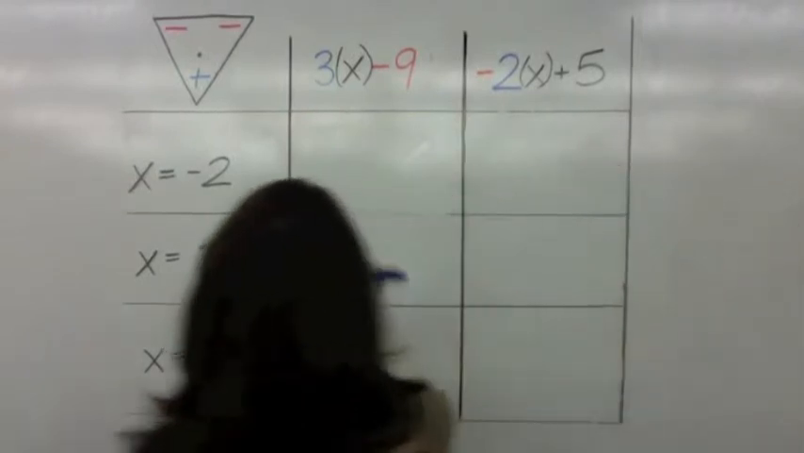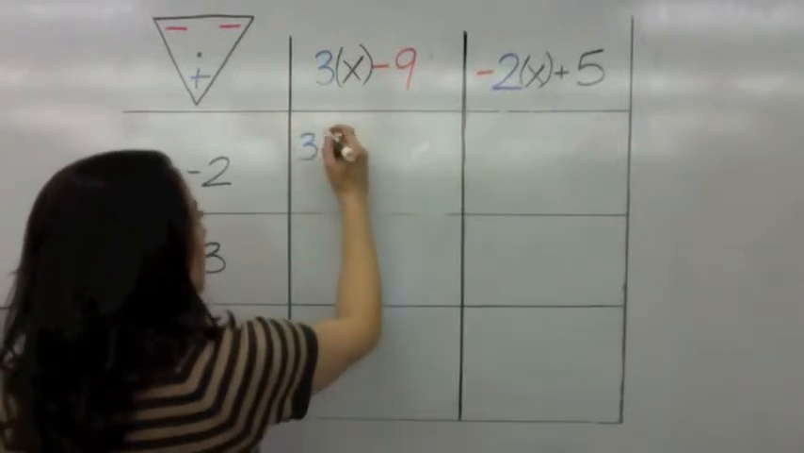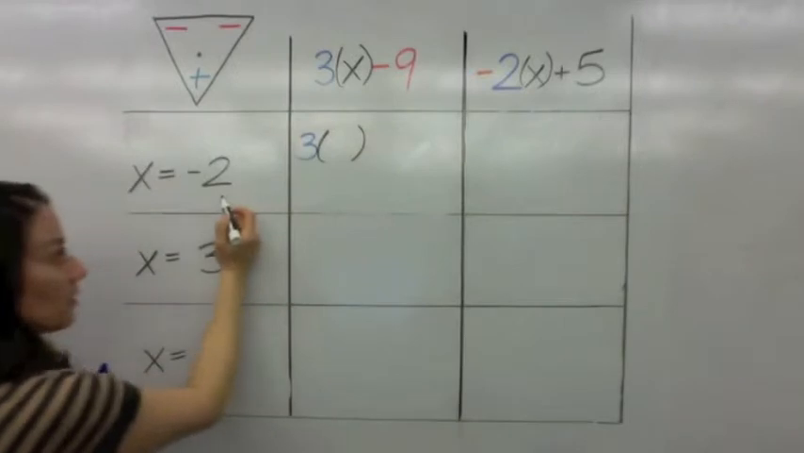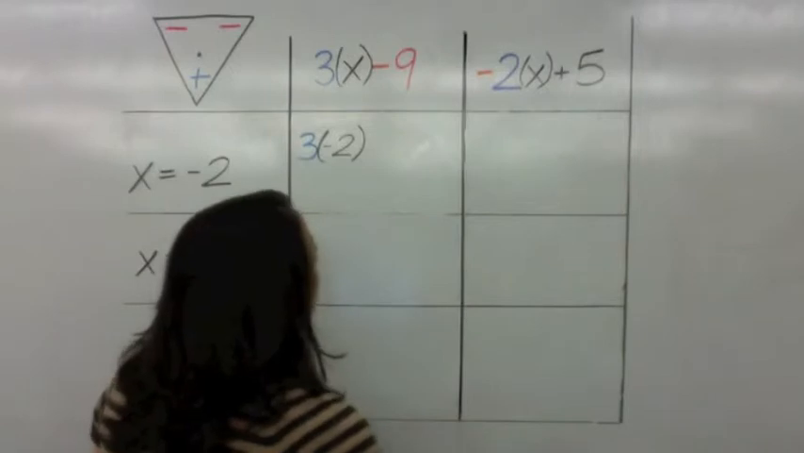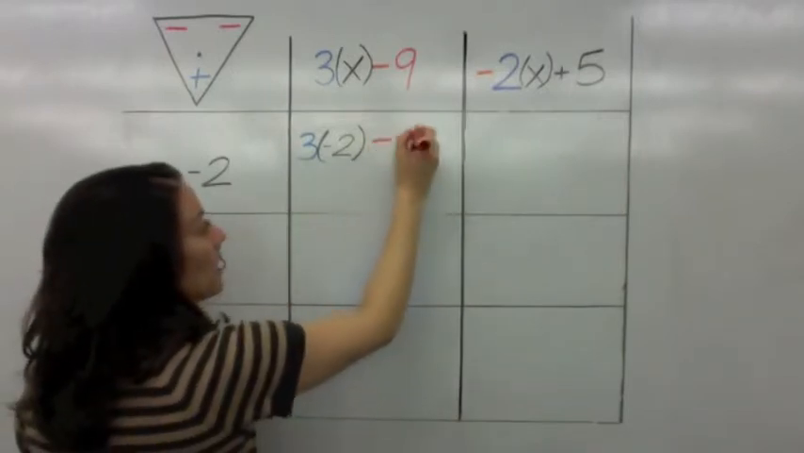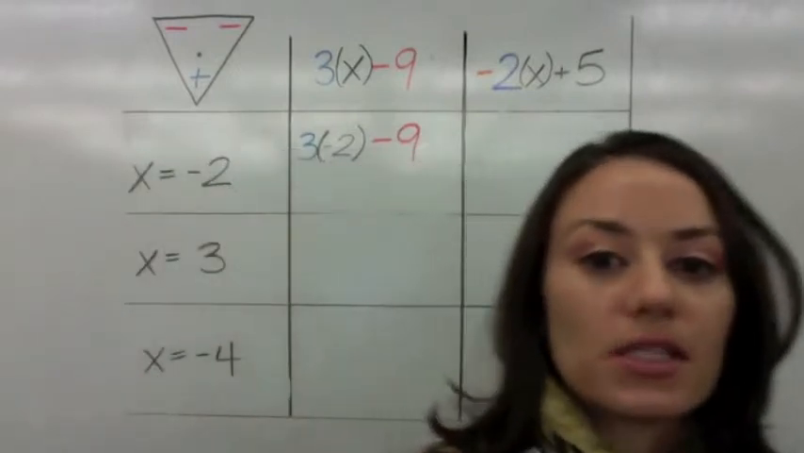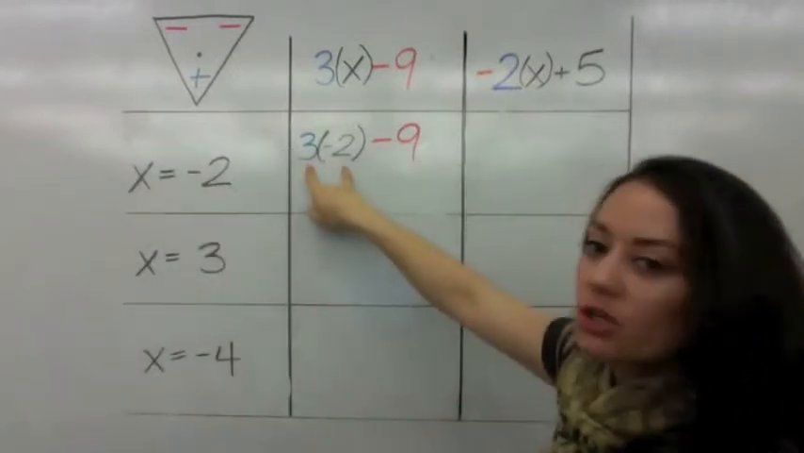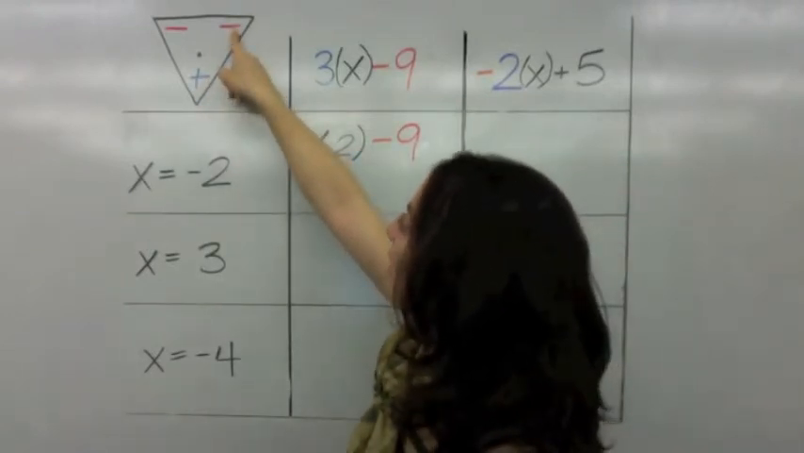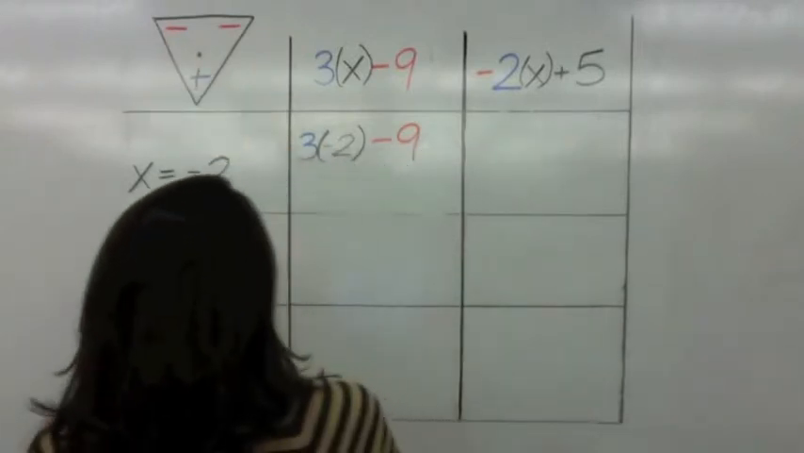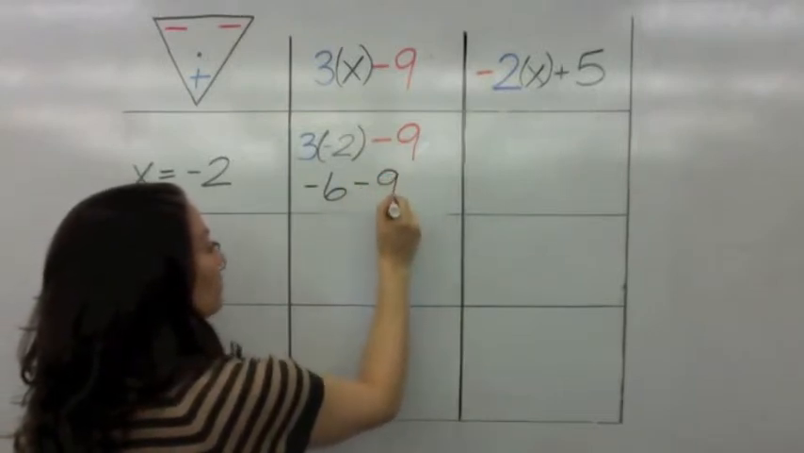Okay, so let's go ahead and start. So you have 3. What are we going to put in the place of x? What number goes in the parentheses here? It's -2, right? -2. Then we're going to subtract 9. Now subtracting 9 is the same as -9, okay? Subtraction and negative, that's the same thing. So first we're going to do the multiplication. What is a positive times a negative? Remember, a positive times a negative is negative. So underneath we're going to put -6 and then -9.